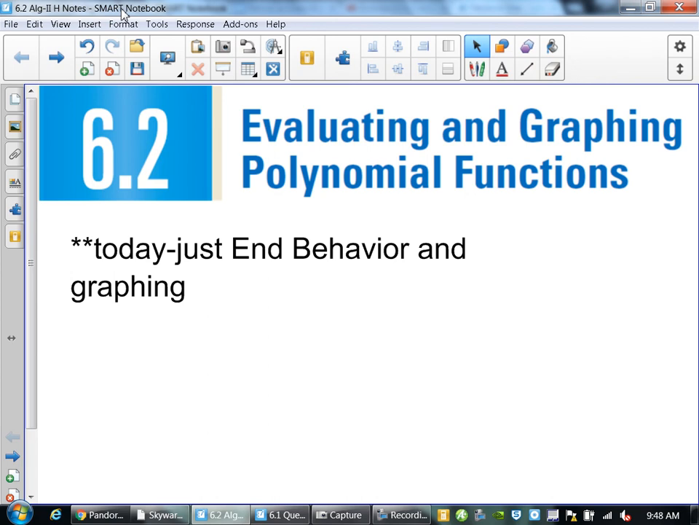So here we go, 6.2. What I'm going to do with 6.2 today is work you through a new way of graphing and working with polynomials. What we're going to talk about today is something called end behavior. End behavior is basically what's happening at the ends of graphs for polynomials.